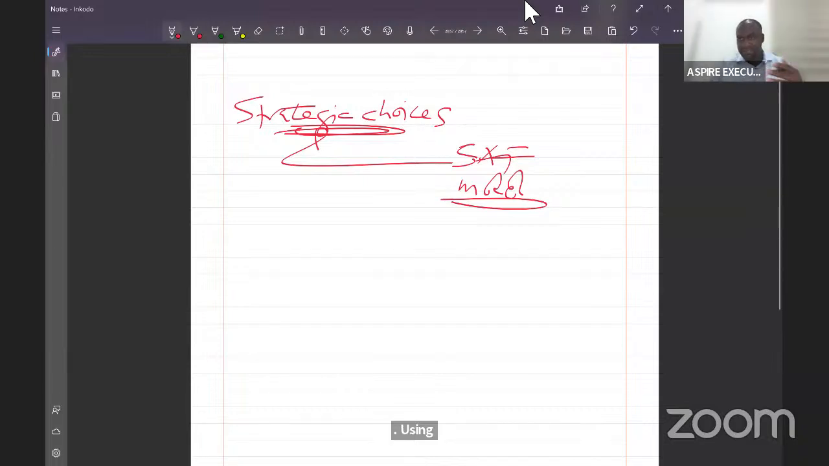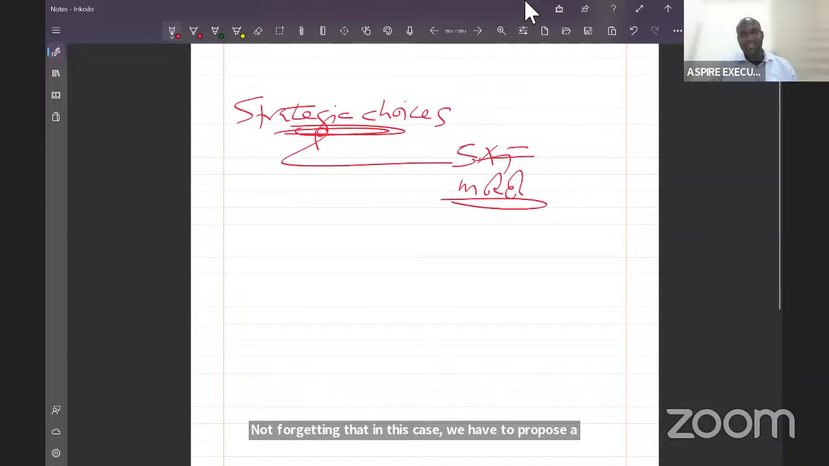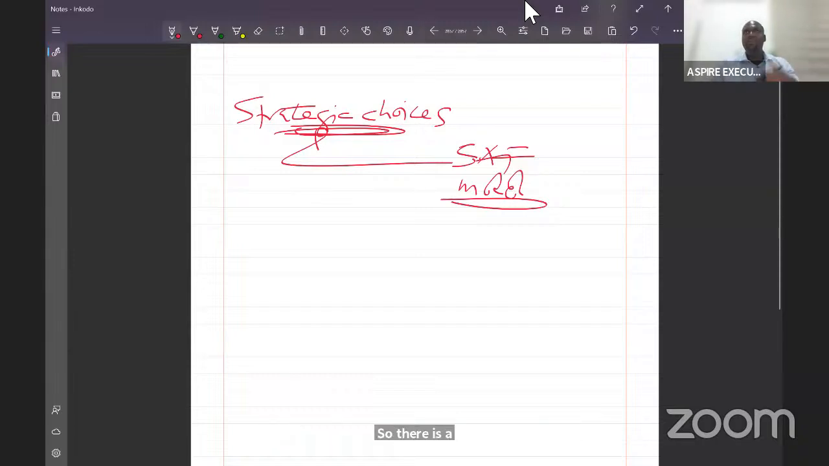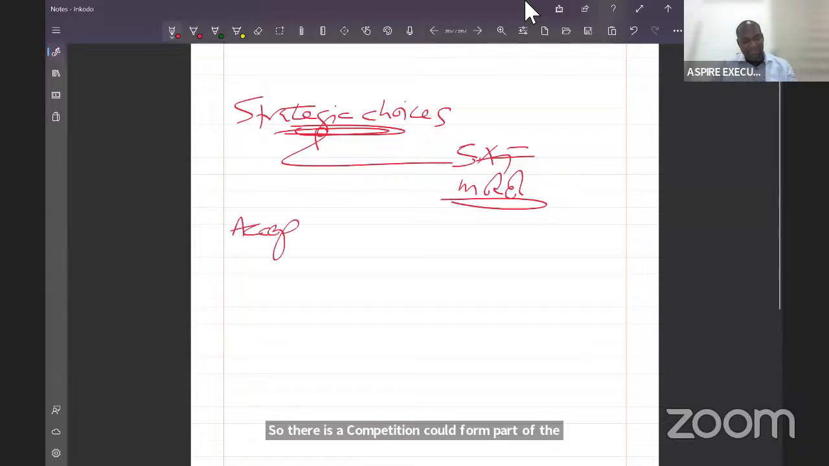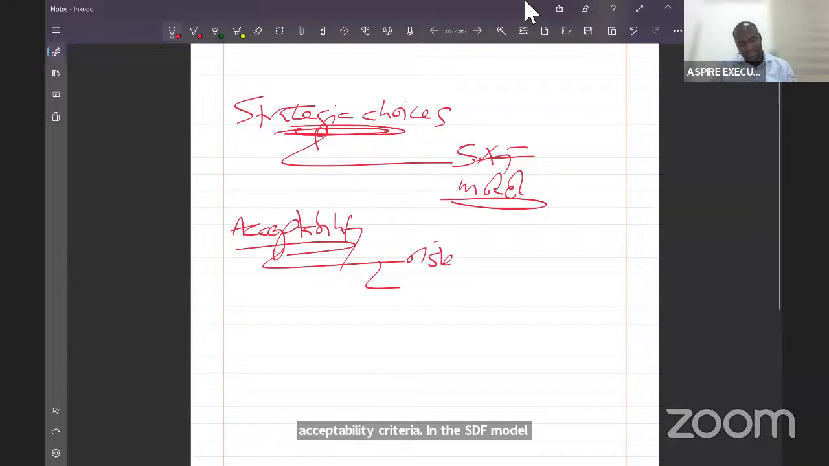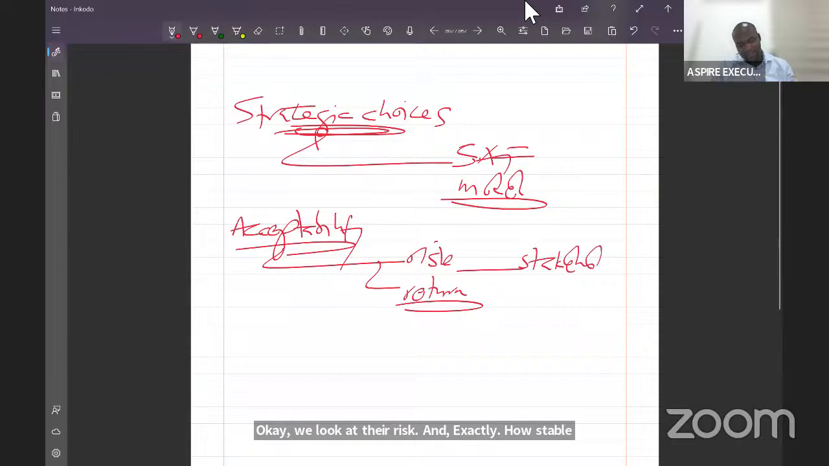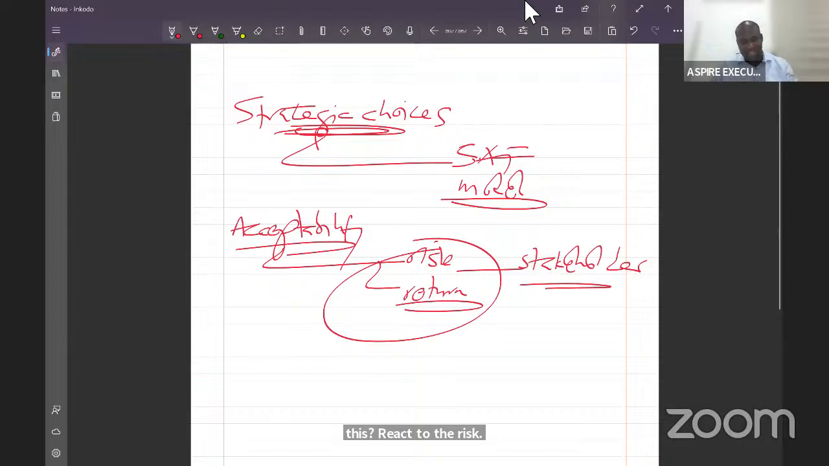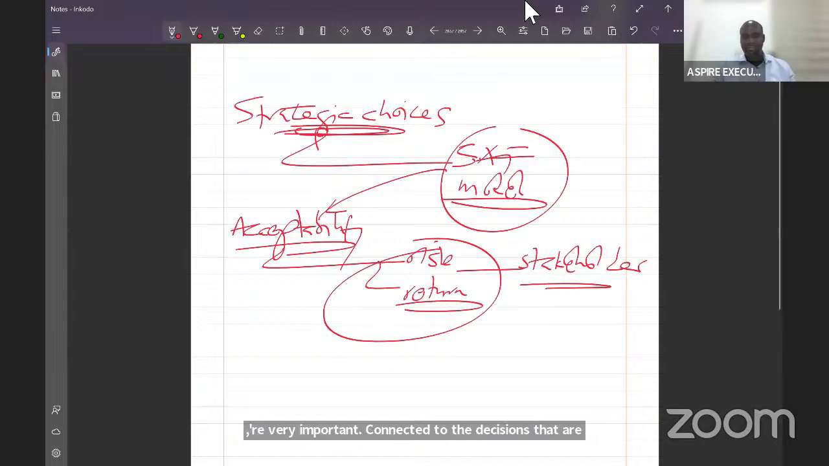Not forgetting that in this case, we have a proposal to invest in the Dodowa development project. So the residual income computation could form part of the acceptability criteria in the SAF model. Because when it comes to acceptability, okay, we look at the risk and the returns. Exactly. How stakeholders react to the risk and returns. Are we together? So we may want to do an analysis. So SAF, very important, connected to the decisions that the company will make. Obviously, you need to look at that.